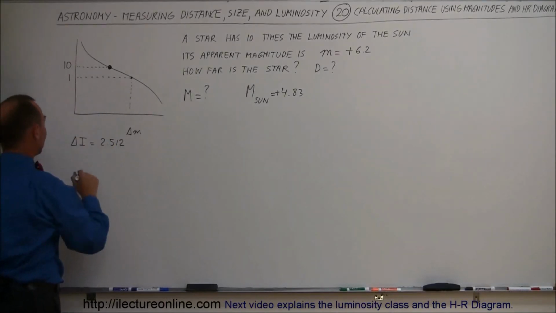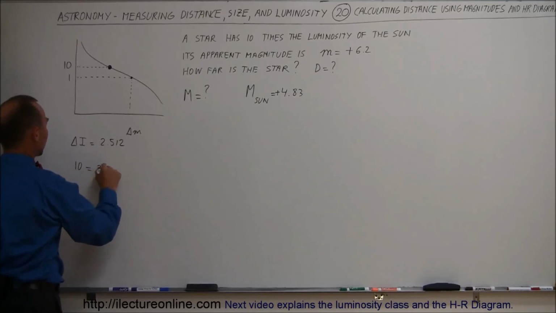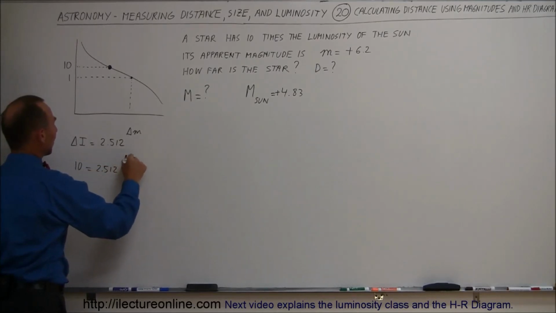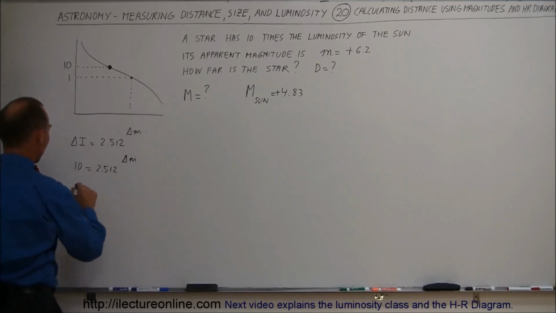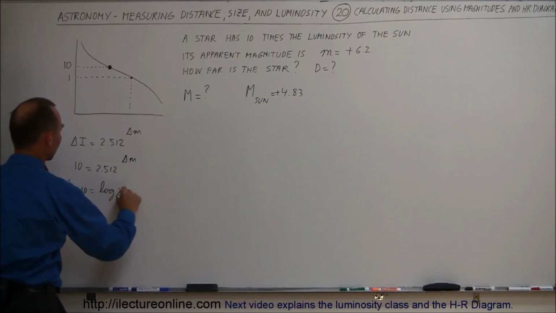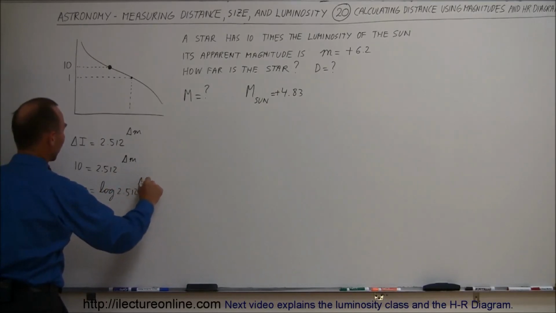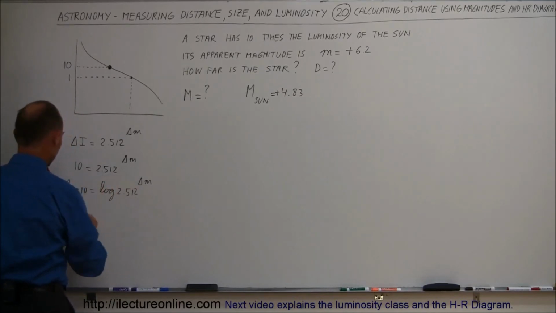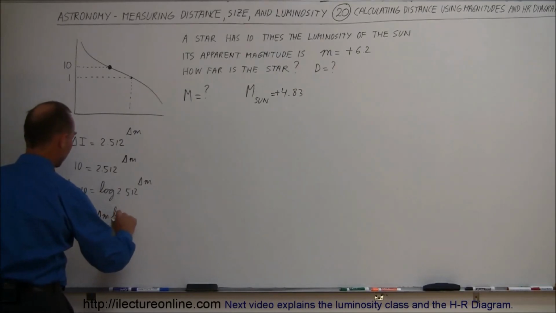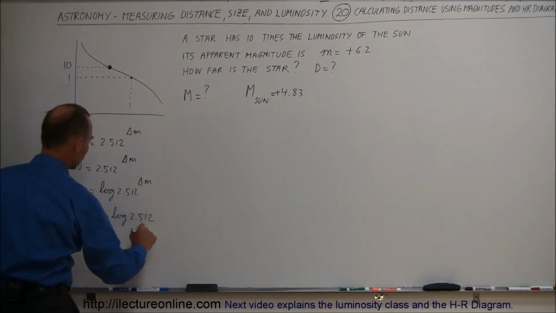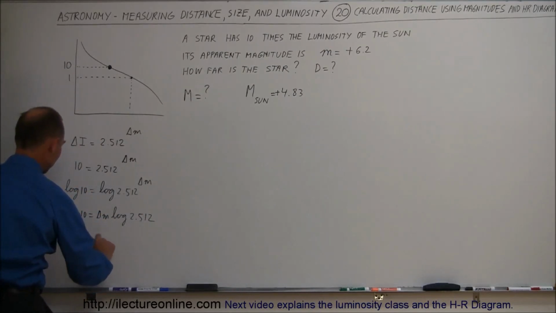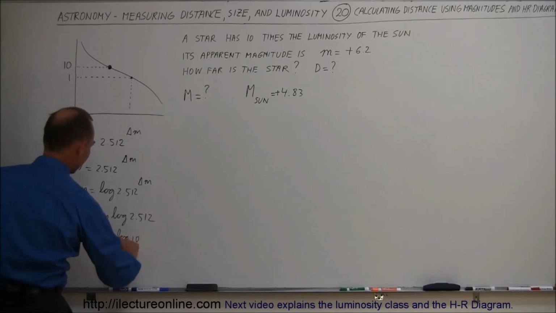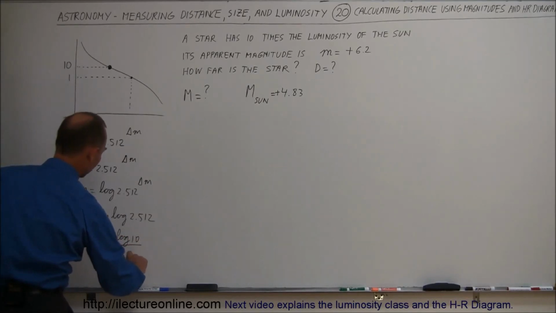We know that's a difference of 10, so we can say that 10 is equal to 2.512 raised to the difference in the magnitudes. And now if we take the log of both sides, we can say that the log of 10 is equal to the log of 2.512 raised to the delta m. And of course, we can then take the delta m and put it in front of the log, so we can say the log of 10 is equal to the delta m times the log of 2.512. And finally, the delta m, therefore, is equal to the log of 10 divided by the log of 2.512.